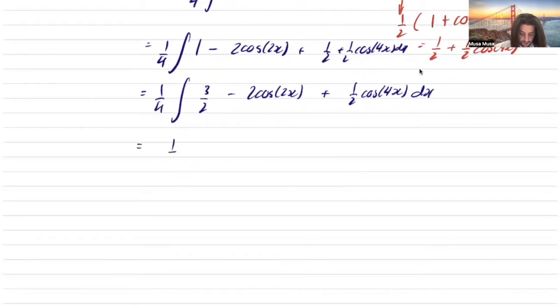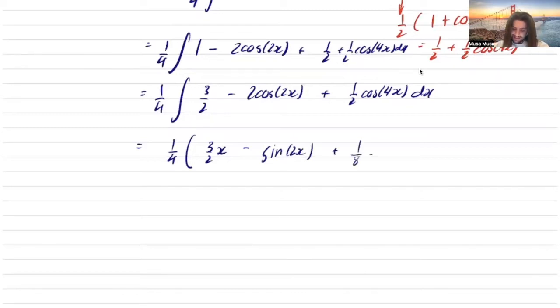And then this together, you can integrate it. Actually, no. 3 on 2x, and that becomes minus 2/2, so minus sine of 2x, and then plus 1 on 8 sine of 4x plus c. And then of course you can expand and you can get whatever you get from there. But that's that thing. I hope that helps.